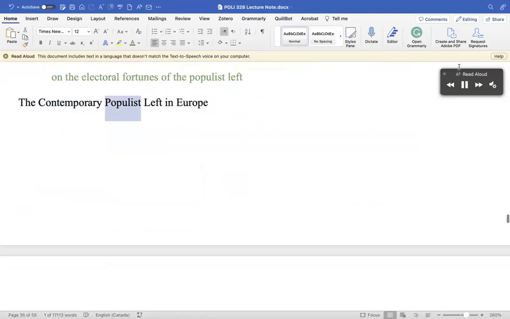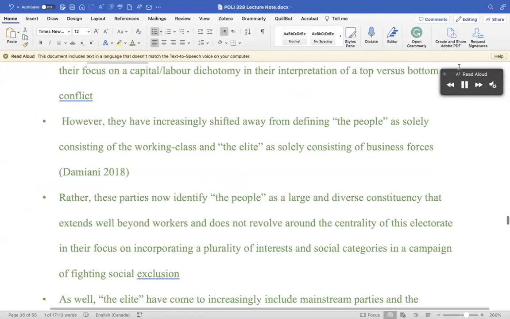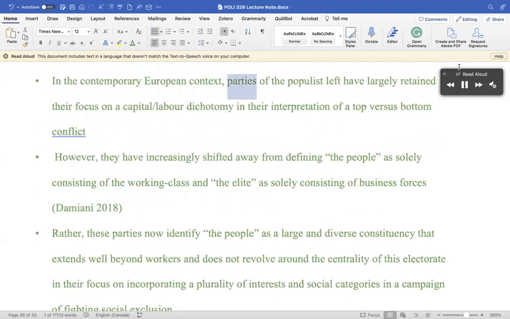The contemporary populist left in Europe. In the contemporary European context, parties of the populist left have largely retained their focus on a capital-labor dichotomy in their interpretation of a top versus bottom conflict. However, they have increasingly shifted away from defining the people as solely consisting of the working class and the elite as solely consisting of business forces.